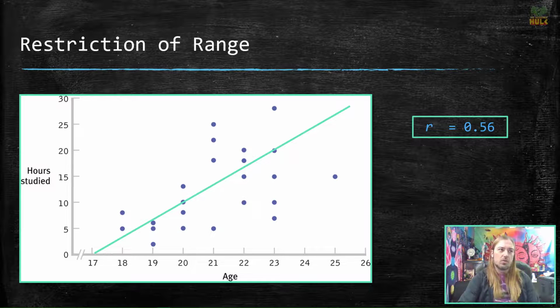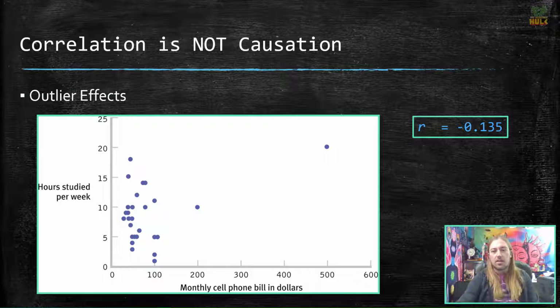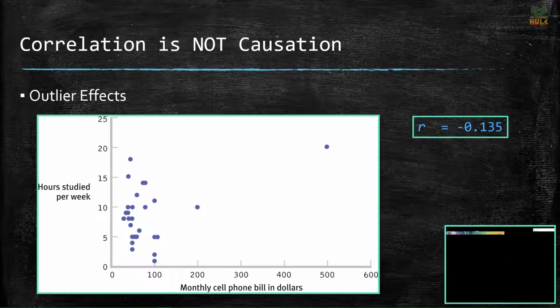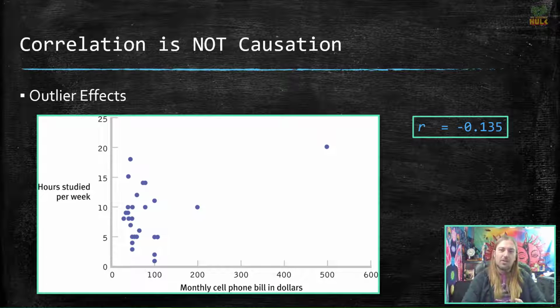Another thing that can happen is an outlier effect. So let's see this one individual, right? So this is the number of hours studied per week, how often you're studying, correlated with monthly cell phone bill in dollars. Right, so there's an individual here who seems to be studying 20 hours a week, but also has a $500 cell phone bill. So perhaps they are playing Candy Crush while they are studying or something like that.